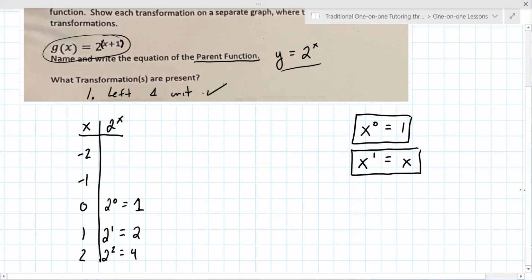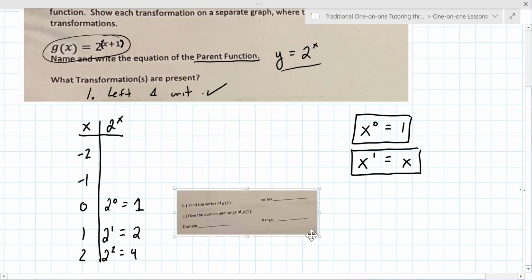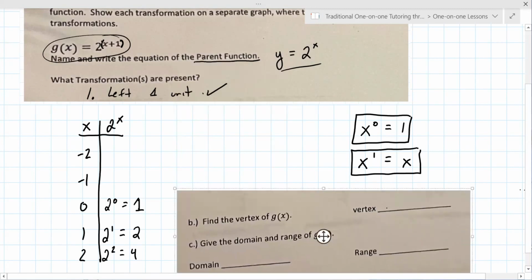Then what's the vertex? This one does not have a vertex. Domain and range? We can talk about domain and range. So let me snip that part in. Okay, so the vertex, you can say not applicable to this problem. The domain is all real numbers. You have yet to see a function that has a domain that isn't all real numbers. So all the domains that you know about are all real numbers.